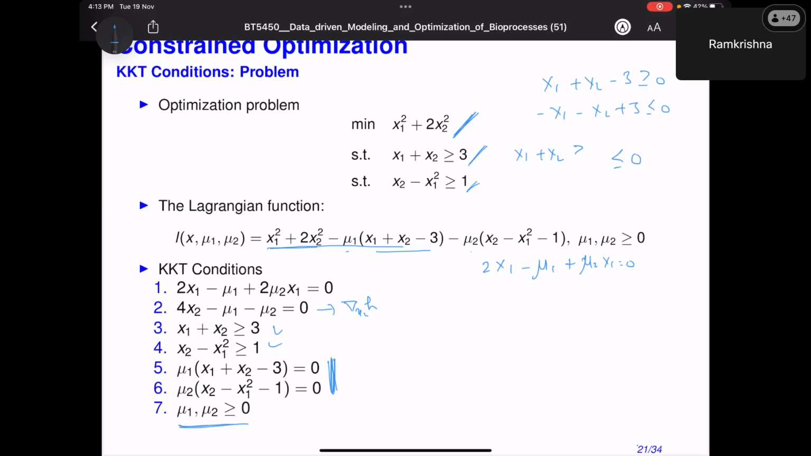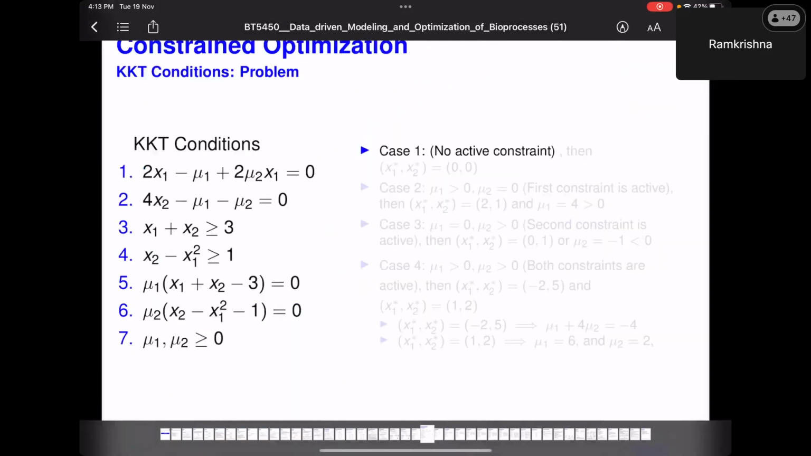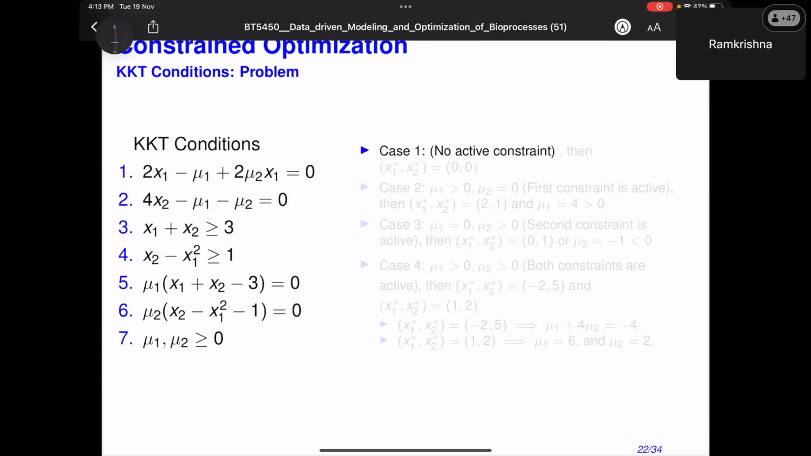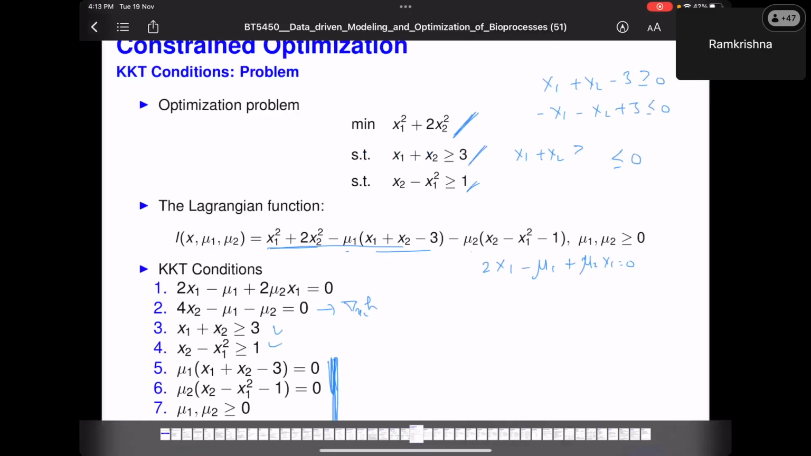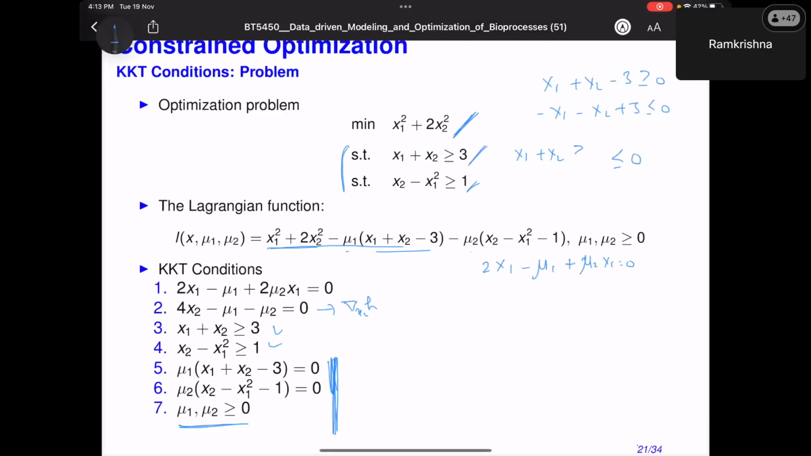Okay, now just by writing these conditions will not tell me if my minima is inside the constraint sets or on the boundary of the constraint sets. So let us see what happens. So case 1, what I check is that there is no active constraint, which means both G1 is less than 0 and G2 is less than 0. What happens in those cases? I'll solve without constraints, because these constraints are redundant, because I assume that the minima is inside the constraint set.